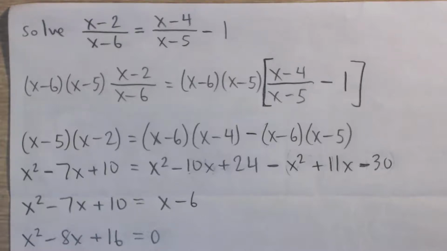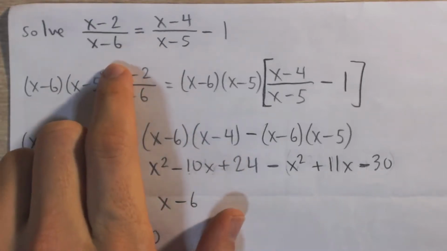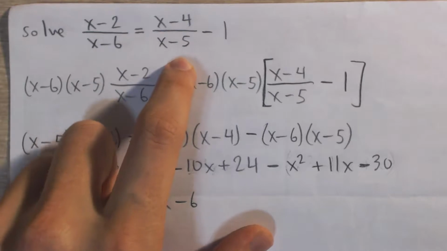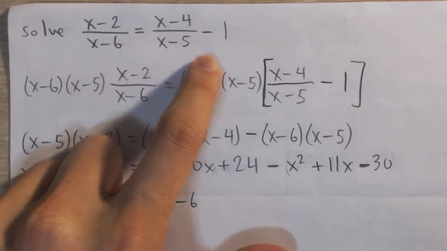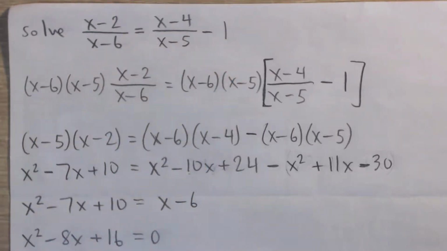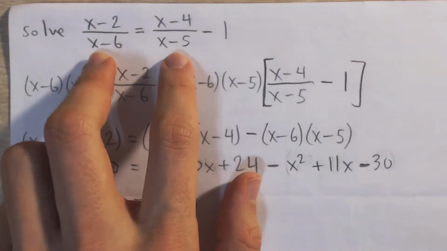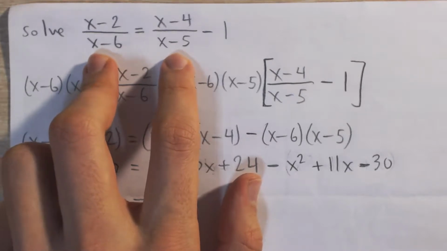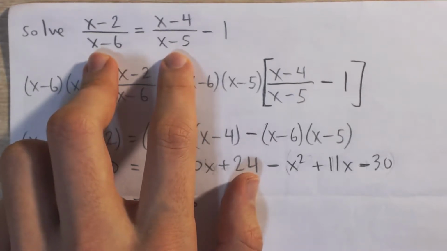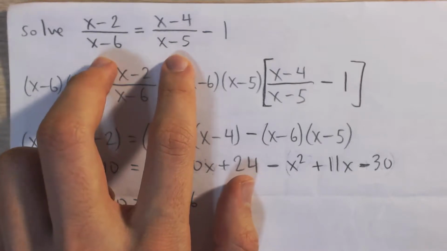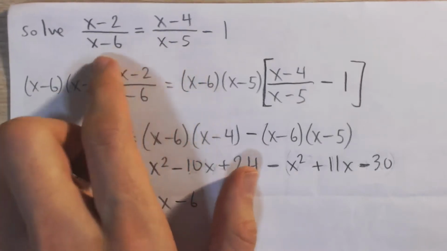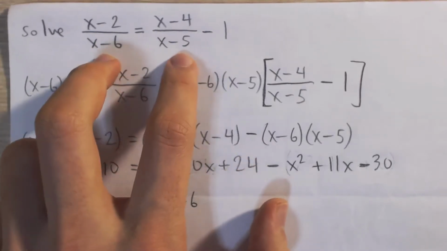Okay, here we have to solve this rational equation. (x − 2)/(x − 6) is equal to (x − 4)/(x − 5) minus 1. And so how are we going to do this? First off, we want to get rid of these denominators because they're kind of hard to work with, and we'd rather just have a linear equation or a quadratic equation because we know how to do those. Those are more basic. So what we can do is multiply both sides of this equation by both denominators.